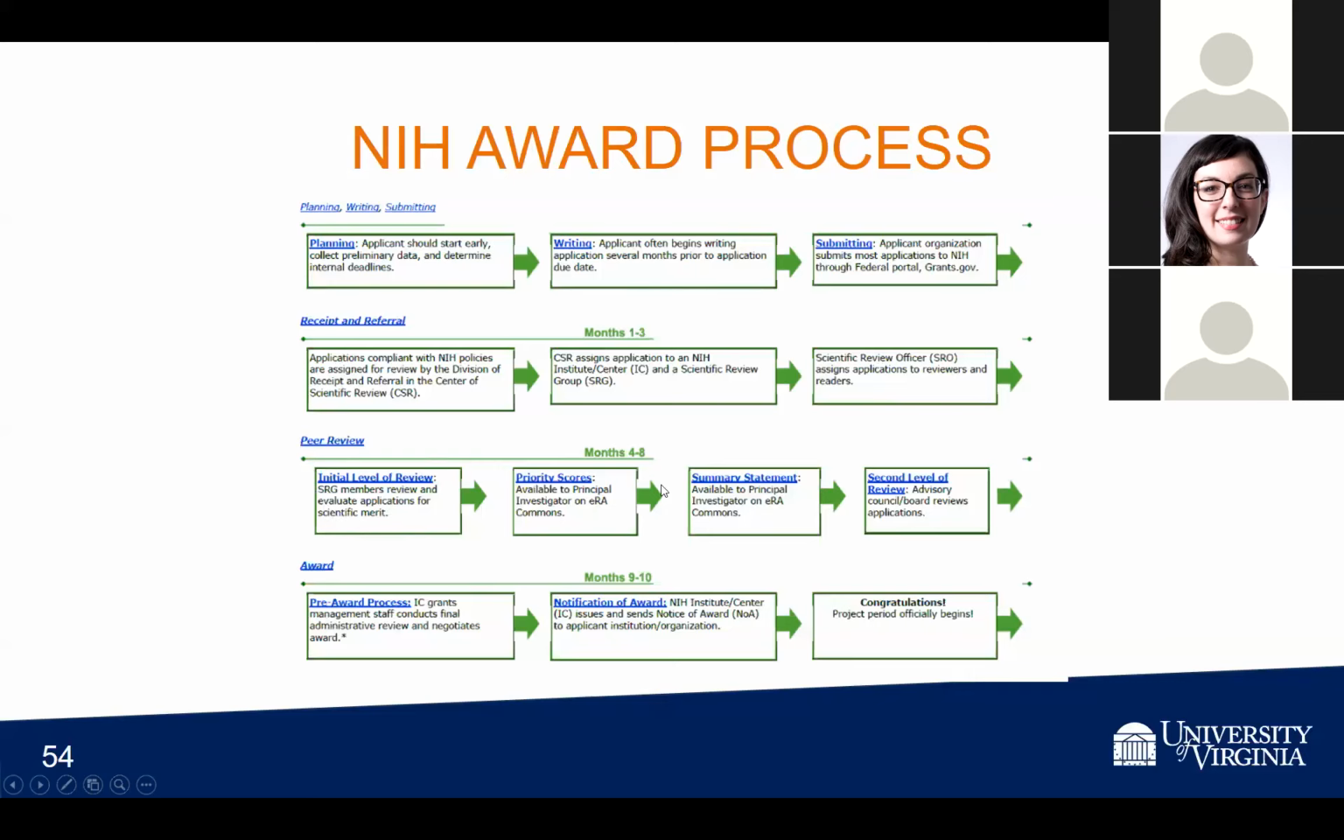initial level review, there's scoring, and the summary statement becomes available. These things are available to the PI on ERA Commons. It goes to a second level review with the advisory council and board. And then it comes to the award phase, and now we're 9 or 10 months away typically. The Institute or Center grants management staff is conducting the final administrative review and negotiating the award. And then finally, there's a notice of award issued. And congratulations, a year later, or however long, 9, 10, 11 months, the project period officially begins.